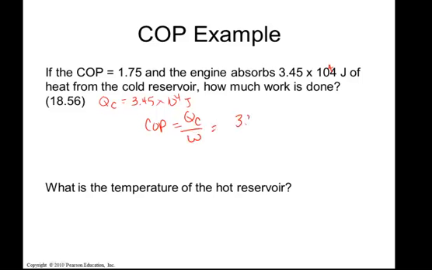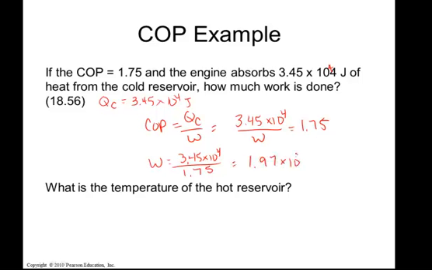So 3.45 times 10 to the 4th divided by my work is going to be my coefficient of performance, which is 1.75. So in order for me to find my work, I'm going to have to take 3.45 times 10 to the 4th divided by my 1.75. 1.97 times 10 to the 4th joules.